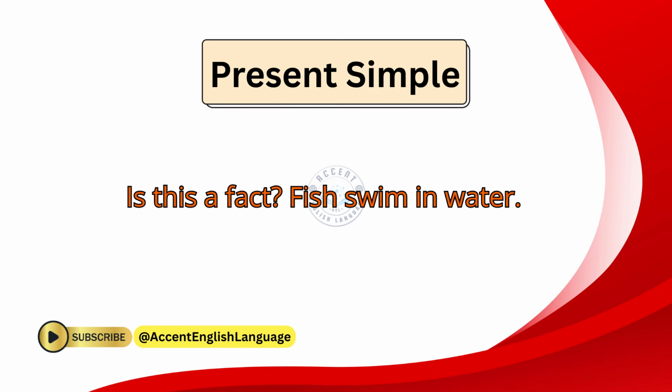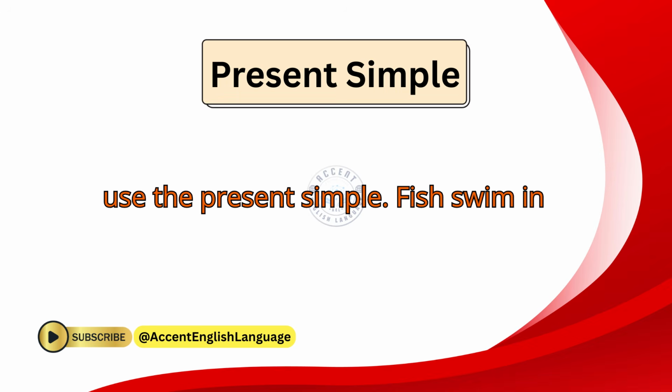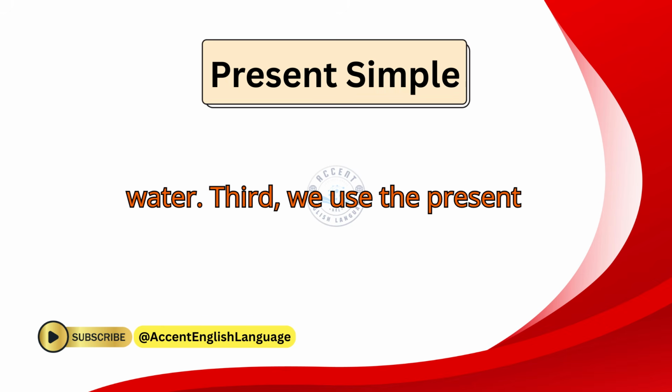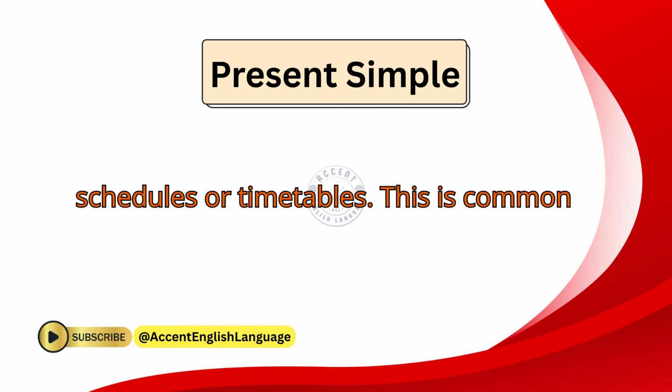Let's try a quick quiz. Is this a fact? Fish swim in water. Yes, it is. So, we use the present simple. Fish swim in water. Third, we use the present simple for things that are fixed, like schedules or timetables.